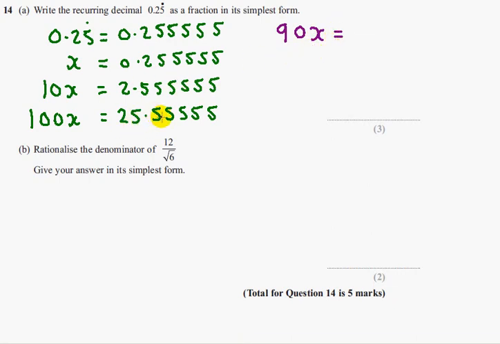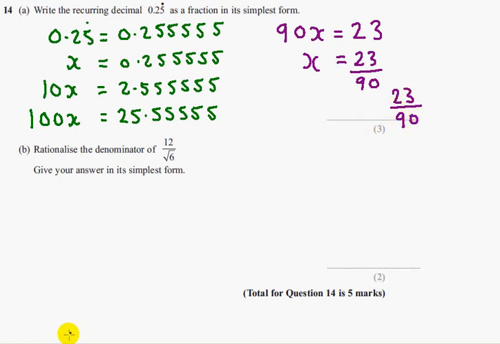And 25.5 recurring, take away 2.5 recurring, is going to be 23. So therefore, 90x equals 23. So we're going to divide both sides by 90. So therefore, 0.25 recurring is 23 over 90 as a fraction. Now, is that in its simplest form? Can we divide top and bottom by anything? No, it can't. So, the answer is 23 90ths.